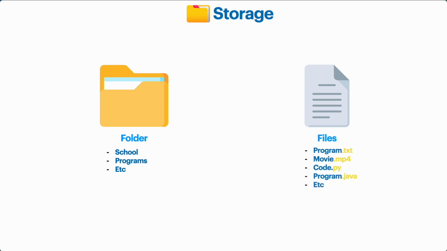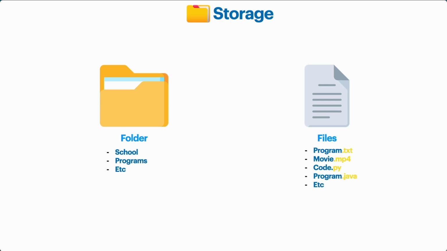Well, these extra pieces of text are actually called file extensions. And what file extensions do is they tell your computer what kind of data a file holds. So a .txt file extension tells your computer, hey computer, this file has text data in it. A .mp4 extension tells your computer, hey computer, this file has video data in it. And the same follows for programming languages.